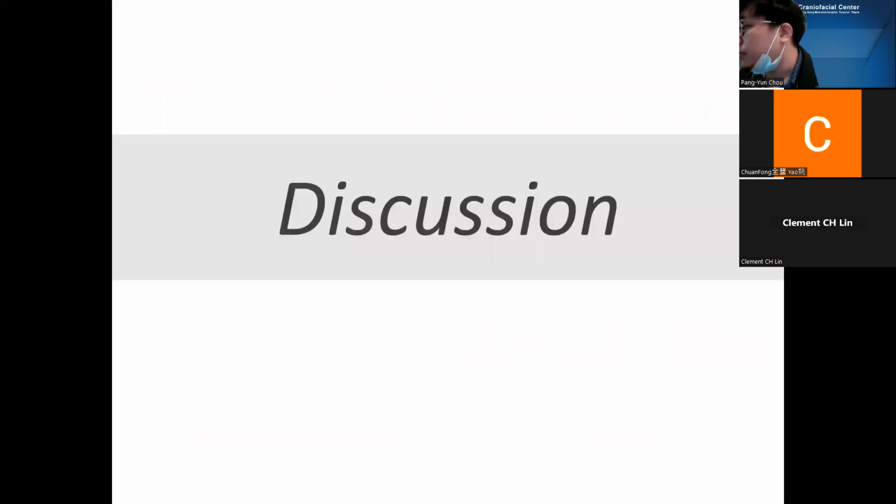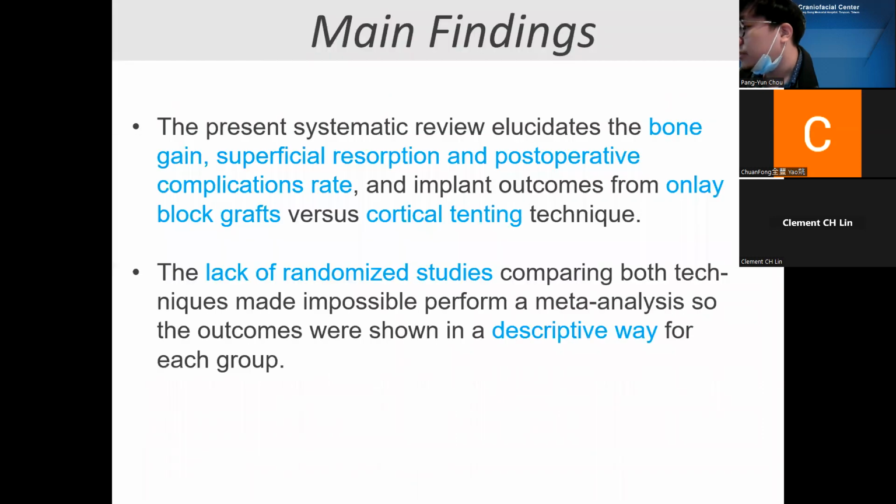For the discussion part, the present systemic review explains the bone gain, superficial resorption, post-op complication rates and the outcomes of the implant from the onlay bone block graft versus the cortical tenting technique. The lack of randomized studies comparing both techniques made it impossible to do a meta-analysis. So in this paper, the outcomes were shown in a descriptive way for the two groups.